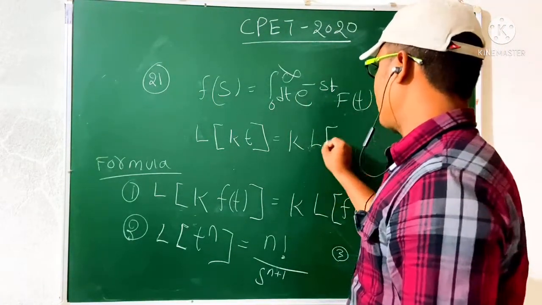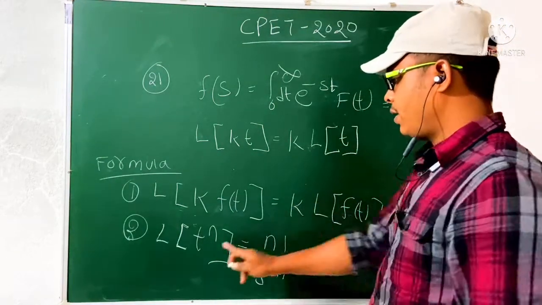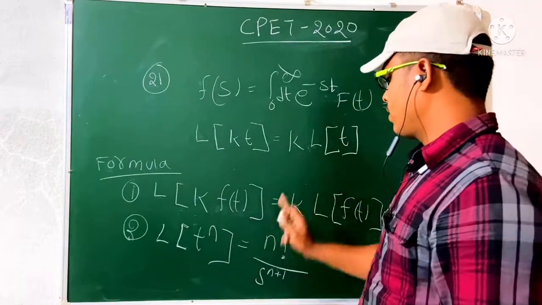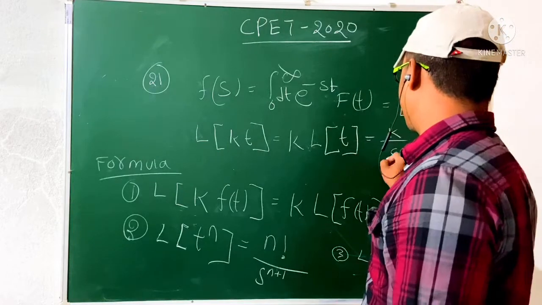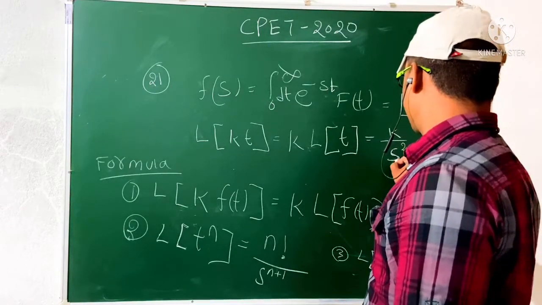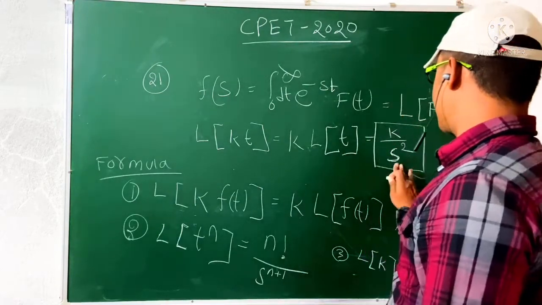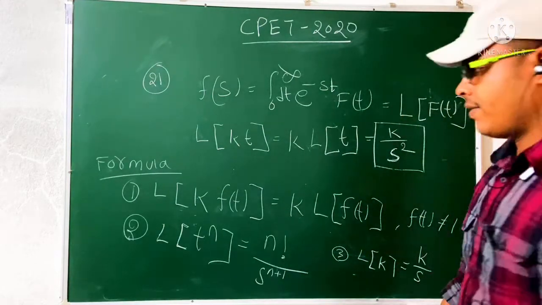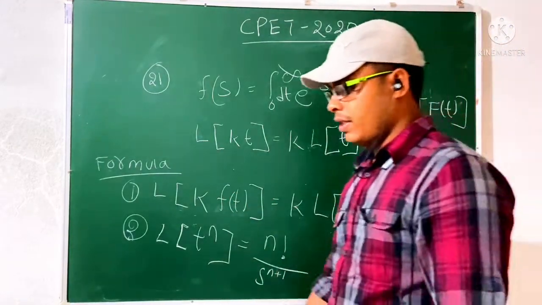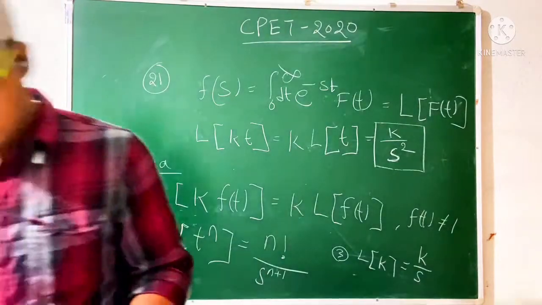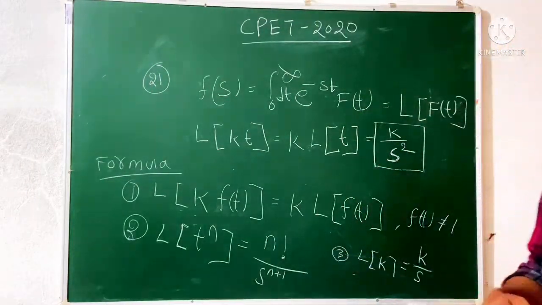So k times Laplace transform of t, right? So what is the Laplace transform of t? Remember this formula, here n equal to 1, so your answer will be, with k there, k by s square. So the answer is k by s square. So remember which formulas 1 and 2 are used here, then you will obtain the Laplace transform. So the answer is k by s square, that is your option B.